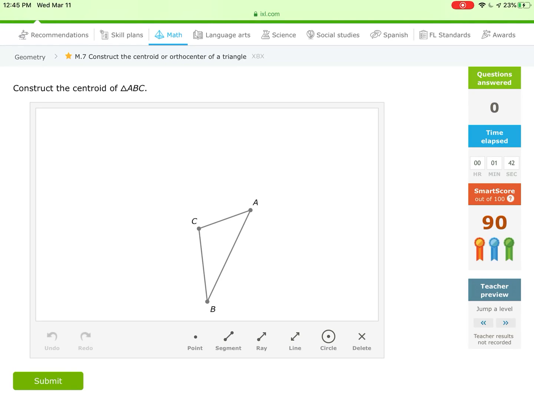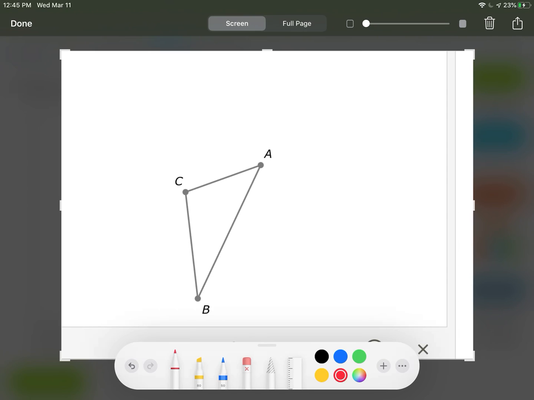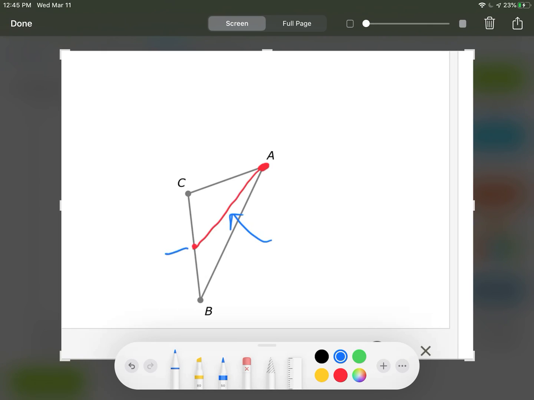medians. So we have to remember what a median is. A median is a line segment that goes from one of the vertices of the triangle, like A, to the midpoint on the other side. So we got to think, how are we going to construct such a line segment? Well, all we need is to figure out the midpoint of this side.